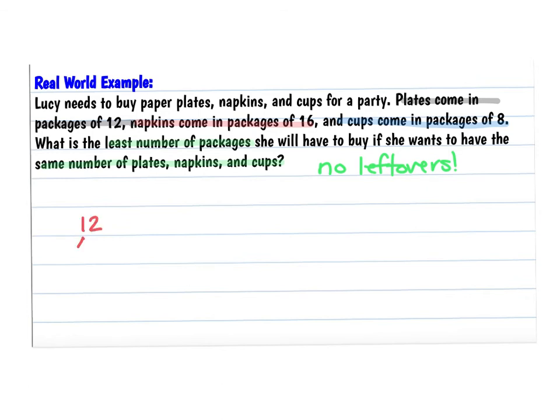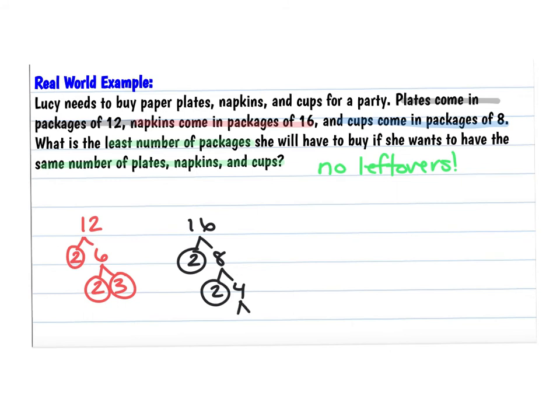So for 12, I think my primes are 2 and 6. Primes of 6 are 2 and 3. For 16, my primes are 2 and 8. For 8, it's 2 and 4. And for 4, it's 2 and 2. Then lastly, for 8, my primes are 2 and 4. And for 4, it's 2 and 2.